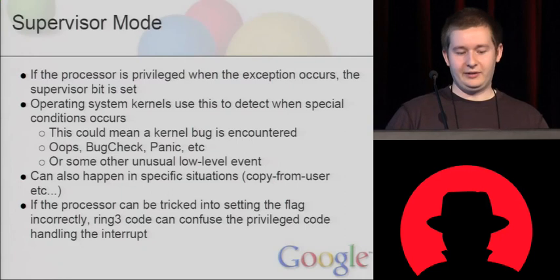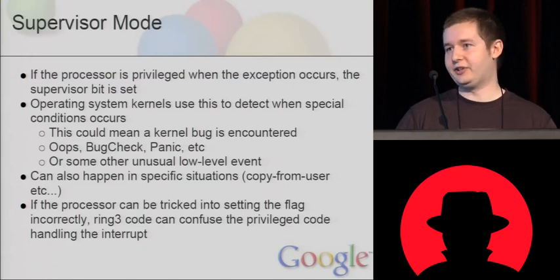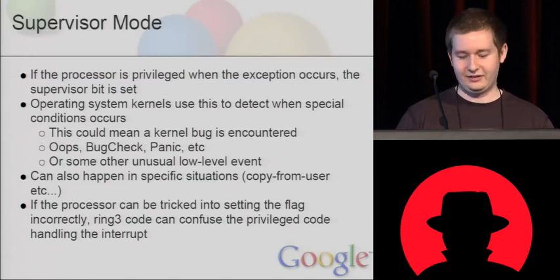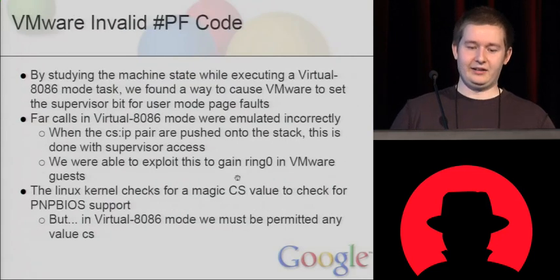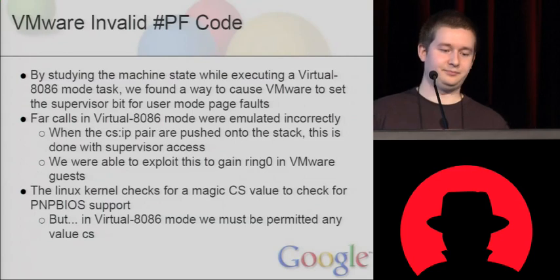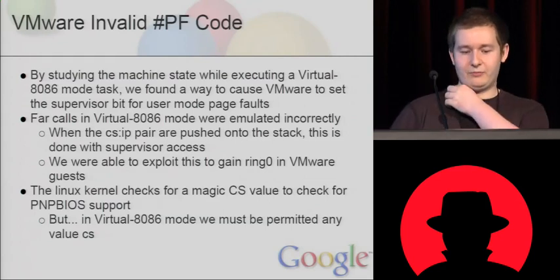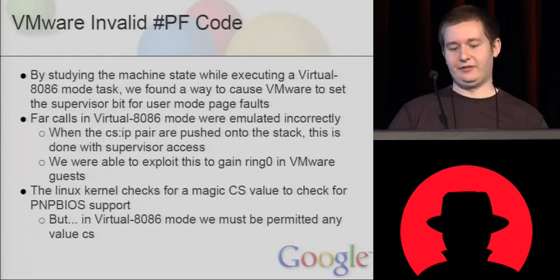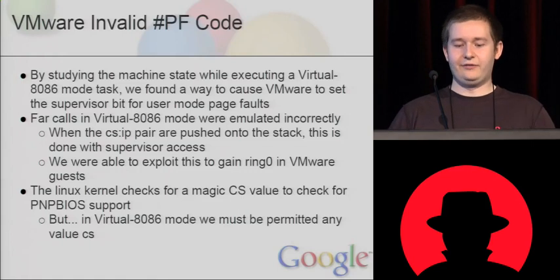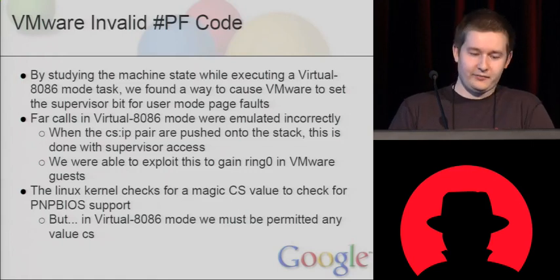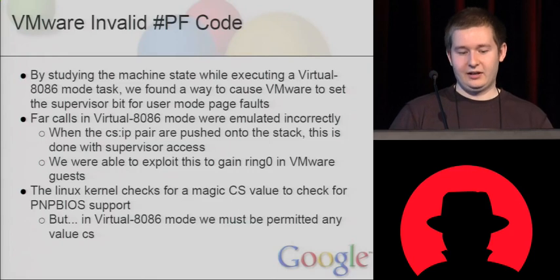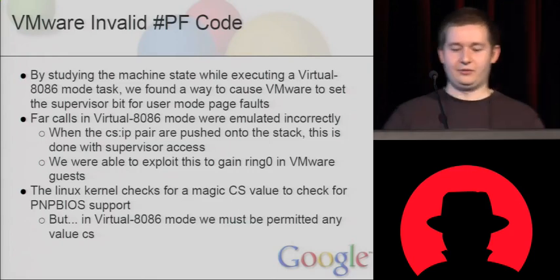By looking at this code, we realized that if the processor can be tricked into setting these flags incorrectly, then you can confuse a lot of really privileged core operating system code. We thought about this for a while and came up with a way to do it. We studied the machine state while executing a virtual 8086 mode task in a VMware guest, and found a way to make VMware set the supervisor bit for an unprivileged page fault.